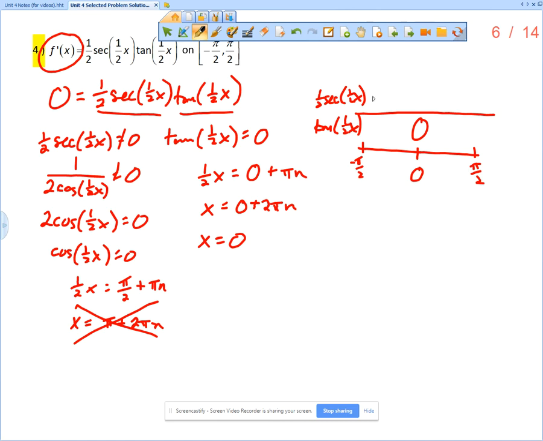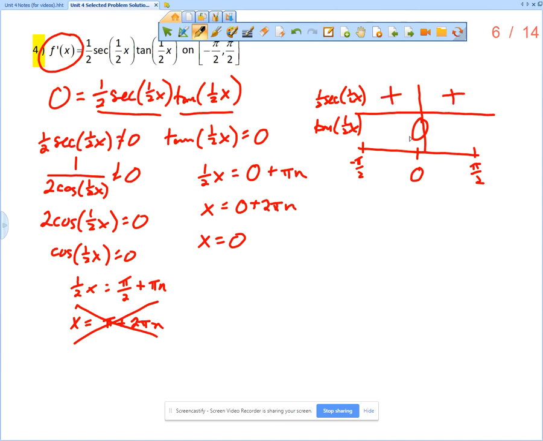Now top row, pick any number here in, basically quadrants 1 or 4. So secant of 1/2, well, let's just plug 0 in. Secant of half of 0. So that would be secant of 0. Secant of 0 is positive 1, because secant is the reciprocal of cosine. Cosine of 0 is 1. So that means this is positive.